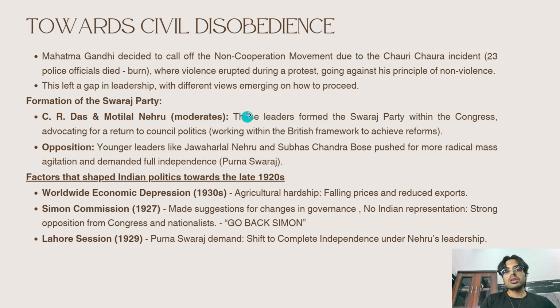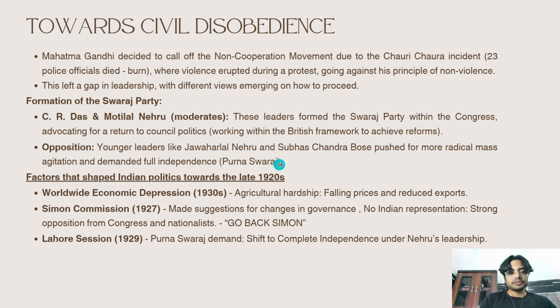So C.R. Das and Motilal Nehru were two moderates. These leaders formed the Swaraj Party within the Congress, advocating for a return to council politics, which was working within the British framework to achieve reforms. Now, the opposition, younger leaders like Jawaharlal Nehru and Subhash Chandra Bose, pushed for more radical mass agitation. So these were more of extremists. They demanded radical mass agitation and full independence, which was termed as Purna Swaraj.